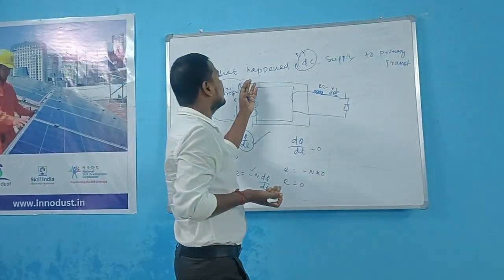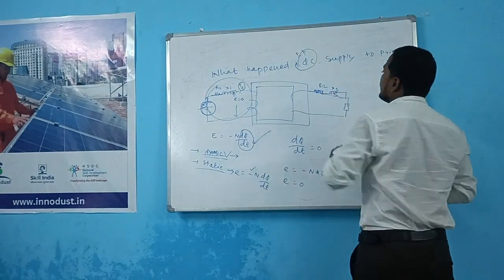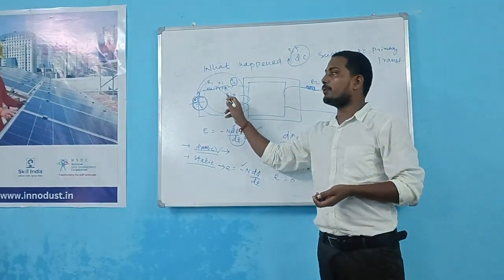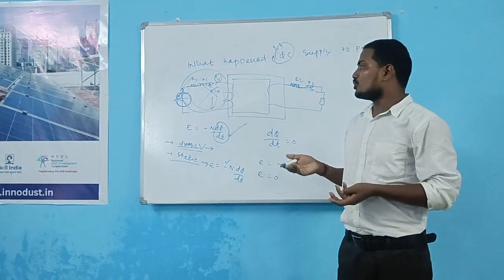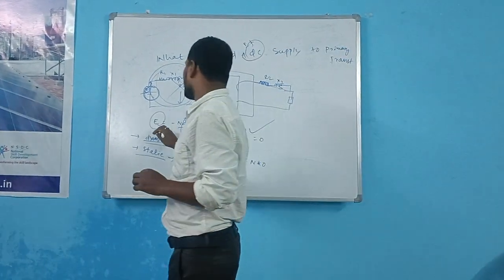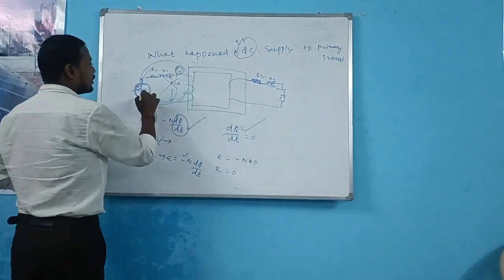So if someone supplies a DC supply to a primary winding, the primary winding of a transformer may burn out, because there is no change of flux linkage, the induced EMF is approximately 0, the current is high and the winding may burn out.